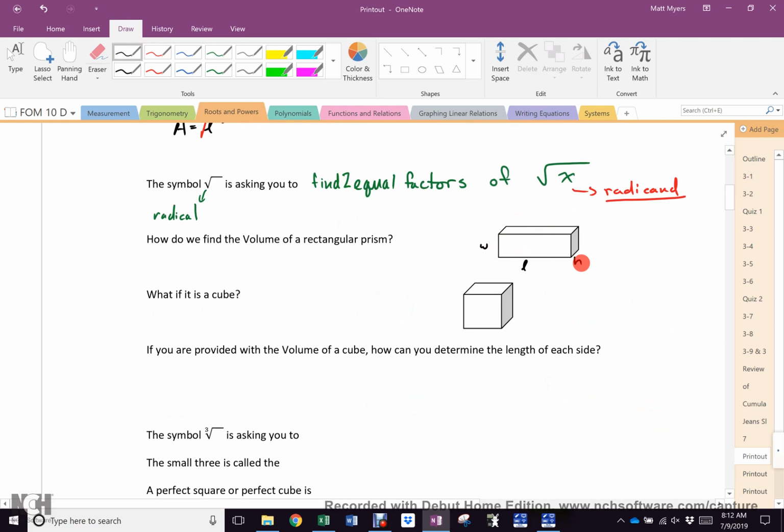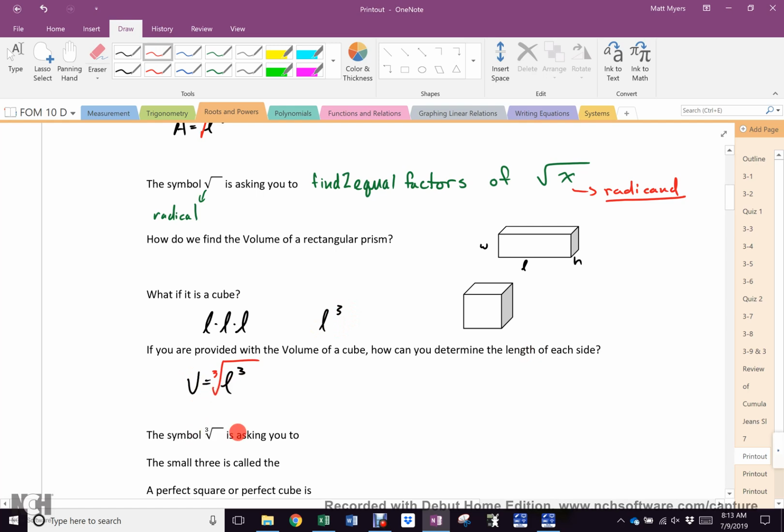What if it's a cube? What do we know about L, W, and H in a cube? They're the same. So it's not going to be L times W times H. It's going to be L times L times L, or W, W, W, or H, H, H. What's the shortcut for writing that? L cubed, or W cubed, or H cubed. If we get the volume of a cube, it equals L cubed. How could I find the sides? Well, if a square root found me the sides with area, then a cube root will find me the sides with volume.